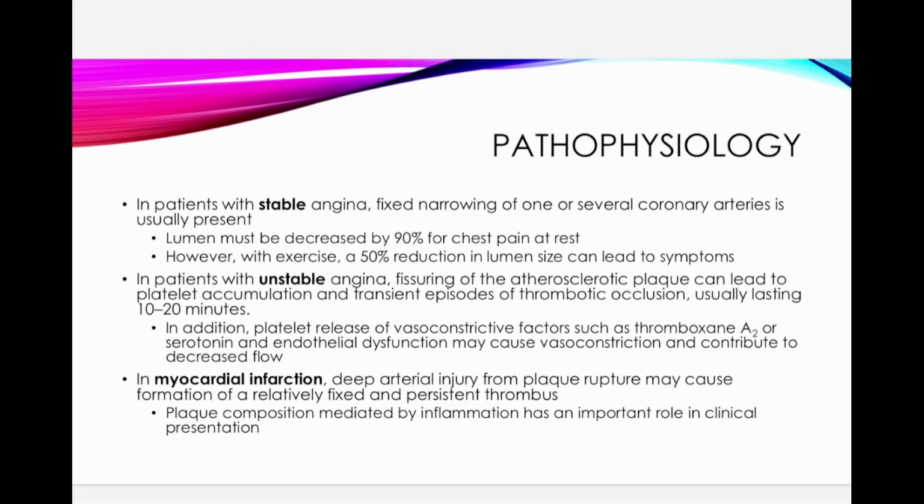So here we are. In patients who have stable angina, what's stable angina? Exertion. The lumen, the size of that vessel, must be decreased by 90%. 90% occlusion of those coronary arteries, where you'll start getting chest pain at rest. However, what we do is we do stress tests. We do exercise stress tests, or we can do chemical stress tests. If people can't go on a treadmill, we give them a chemical that makes their heart rate go really fast.